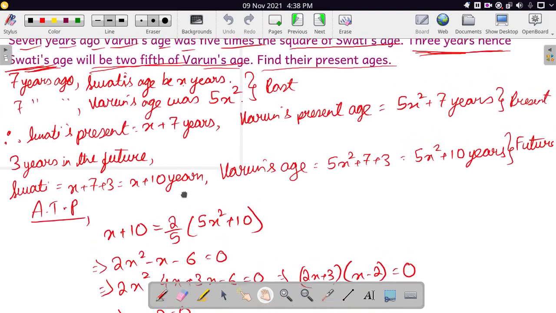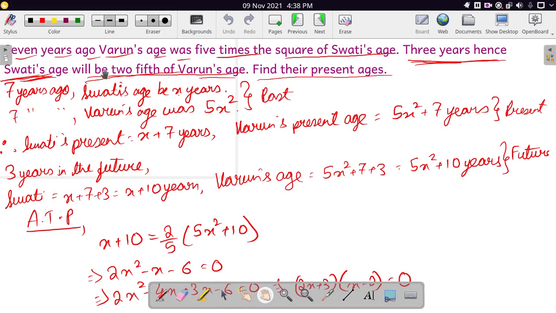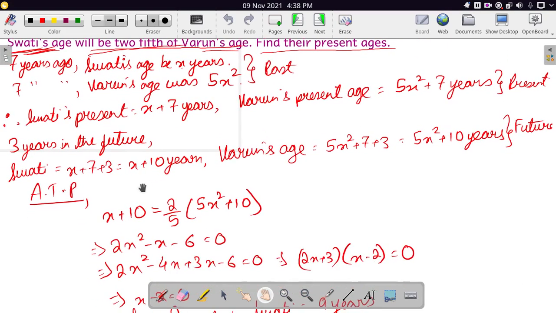Then the equation according to the problem: we just saw what is the main equality that has been established, the relationship between the ages of Swati and Varun, that is, 3 years hence Swati's age will be 2/5 of Varun's age. That is the equality that we used to write the equation.